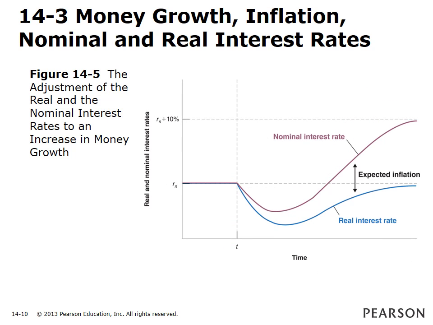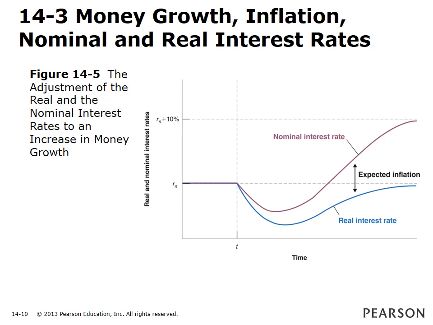Figure 14-5 shows the adjustment of real and nominal interest rates to an increase in money growth. Suppose nominal money growth goes from 0 to 10% starting at time t. Before time t, both interest rates are constant and equal to each other. Inflation and expected inflation are equal to 0. An increase in money growth leads initially to decreases in both the real and nominal interest rates. Over time, however, the real interest rate returns to the initial value and the nominal interest rate rises to a new higher value equal to the initial value plus the increase in money growth.